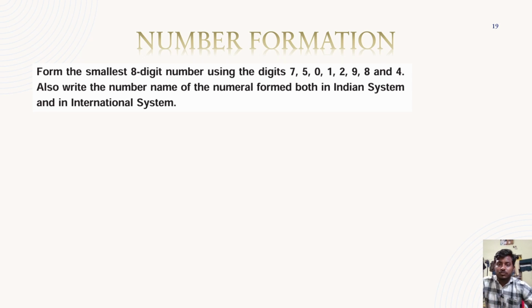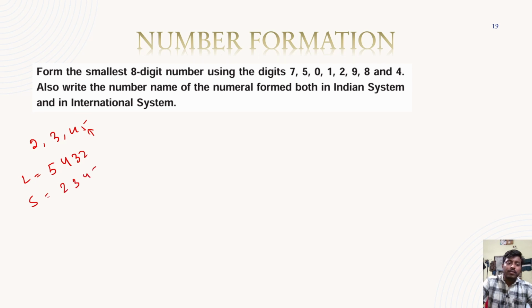Number formation. So how to form a number by using the digits? Suppose the digits are 2, 3, 4, 5. Write the largest number. What is the largest number? Largest number means first we write the larger digit, that is 5, 4, 3, 2. You know what is the smallest? 2, 3, 4, 5. If a 0 is given, suppose 2, 0, 9, 1.